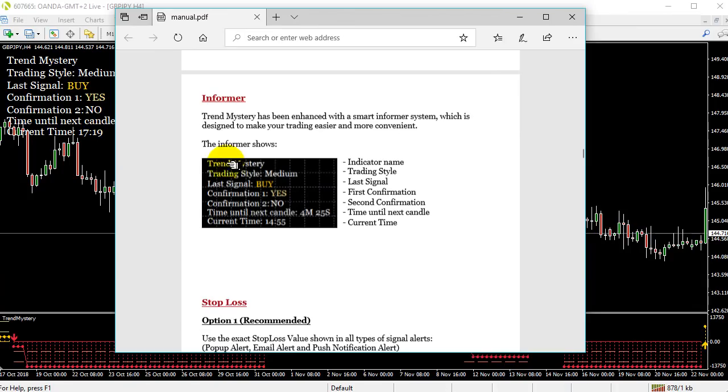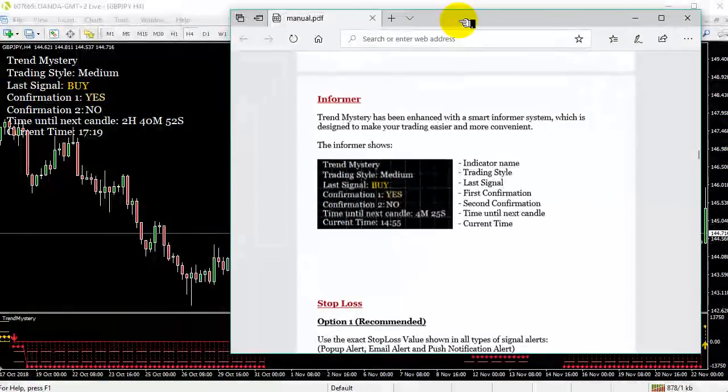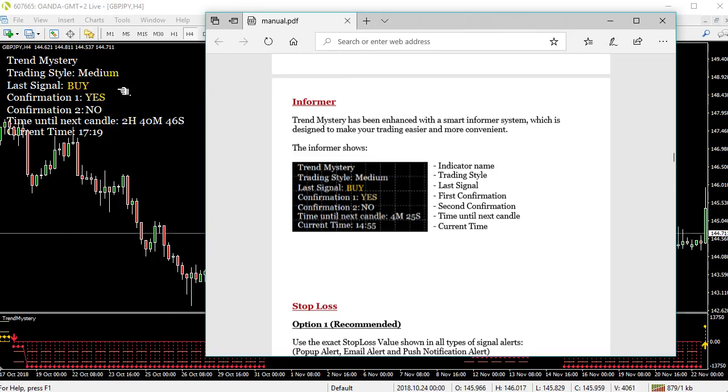So here we have the informer, and this is what you see over here on the left on the chart: Trend Mystery, the trading style, and we'll talk about that in a second. Last signal was a buy, you got confirmation. And you remember in my first video, I talked about there's confirmations, which will allow you to be in more high probability trades than you would just taking the first confirmation. All right, so this just tells you how much time before the next candle shows up, and this time is set to a different one. Like I said, I had to reinstall my MetaTrader. It's not this time here. I'm in the Eastern time zone, so it's 10:19 in the morning on Friday.